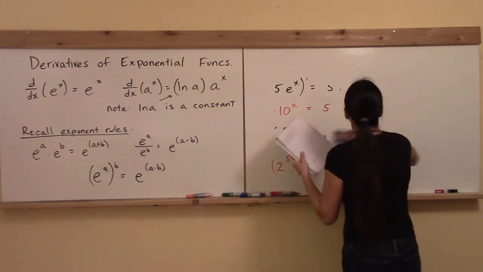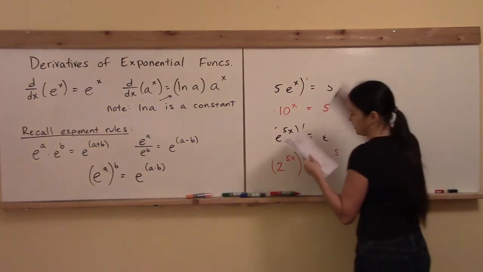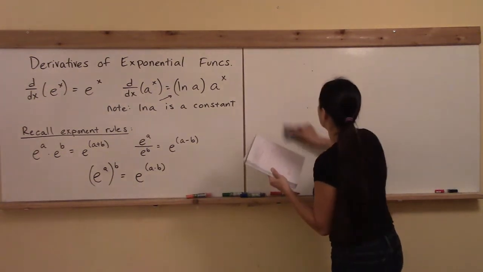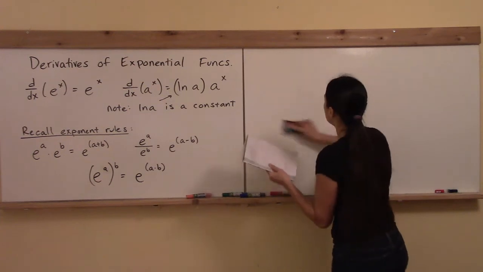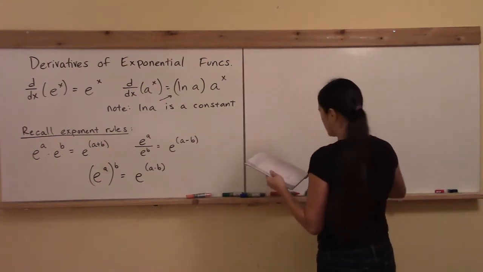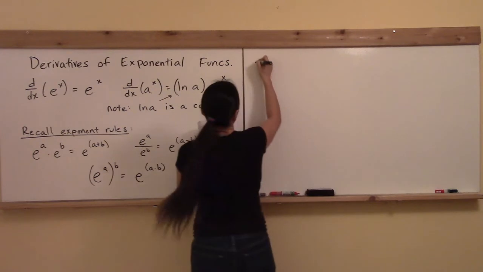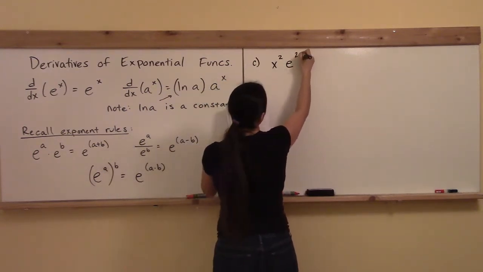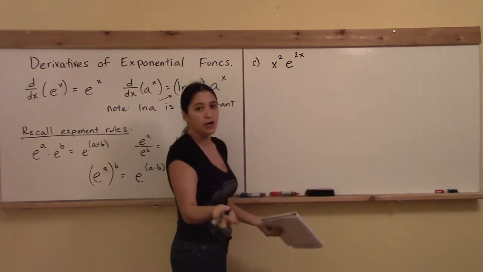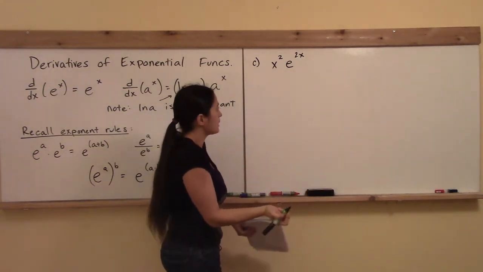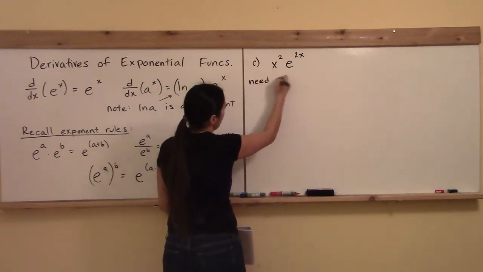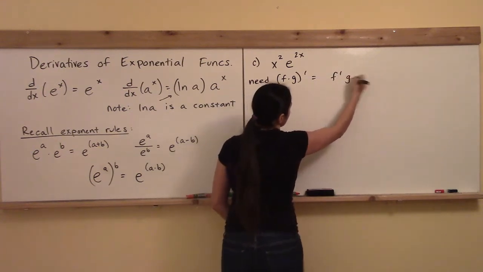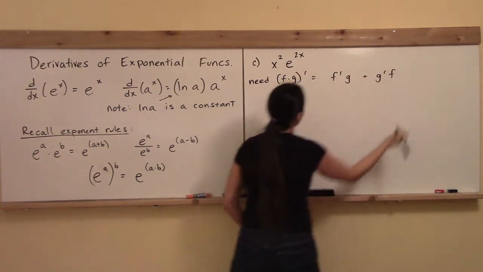And now, I'm going to give you some more complicated ones, and sometimes some of these might require rules other than the chain rule. The chain rule is going to be the most common rule that we will have to employ. However, sometimes we will find ourselves in a situation where we need the product rule, like right here, x squared times e to the 2x. We have a product. We have x squared times e to the 2x. So we're going to need for this one the product rule. So the fact that (f times g)' is equal to f' g plus g' f.